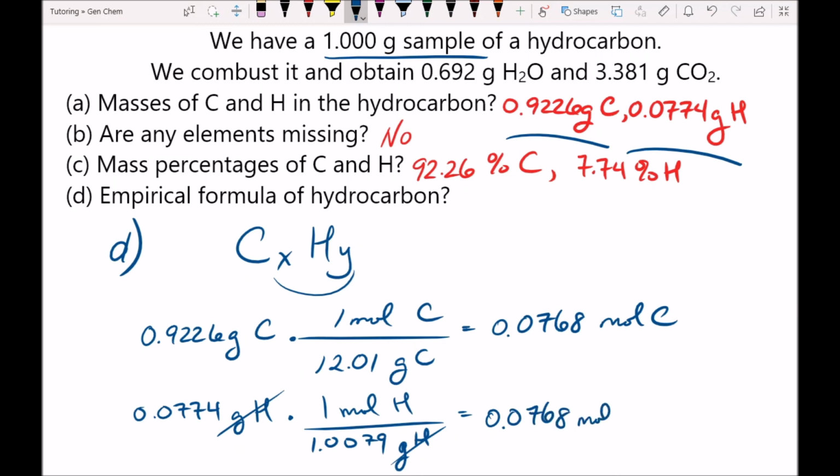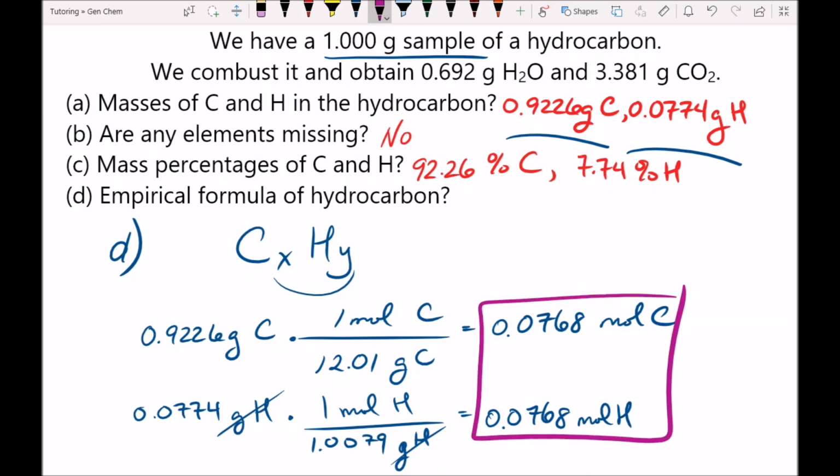0.0768 moles of hydrogen. And so if we compare these two values, we see that they are identical, which means that the ratio of carbon to hydrogen in our hydrocarbon is 1 to 1. Because if we divide this number of moles of carbon by this number of moles of hydrogen, we get a value of 1. If we had twice as many moles of carbon as hydrogen, we would get a value of 2. So our empirical formula for the hydrocarbon is simply CH.